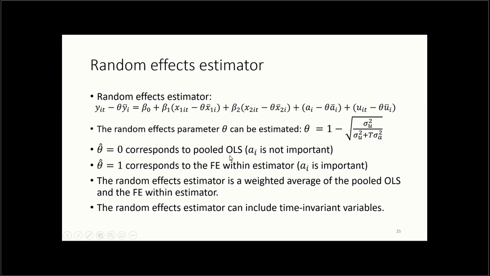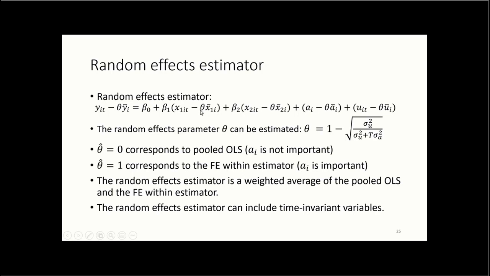Why? Because here, if we have this being equal to 0, we would basically just have this variable and this variable here. We would not be subtracting anything if theta is equal to 0. And if you look carefully, this is exactly the pooled OLS model, the first model that we talked about here. Now, on the other hand, if we have theta equals 1 right here, that would be exactly the fixed effects within estimator, right? If this is equal to 1.